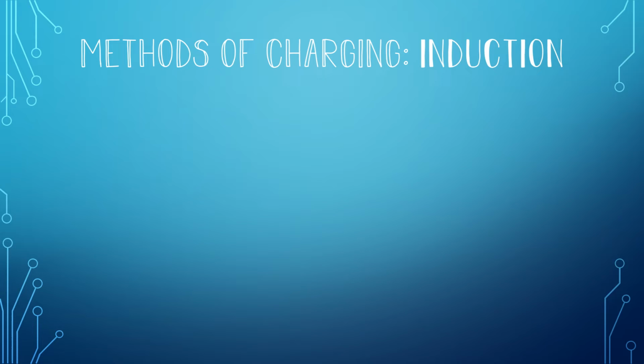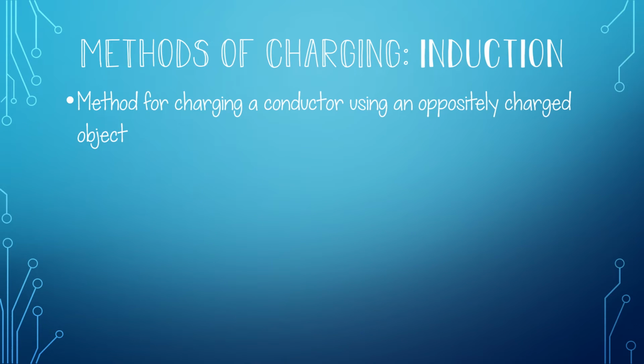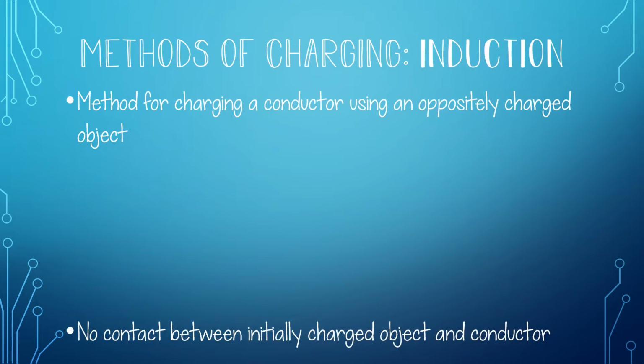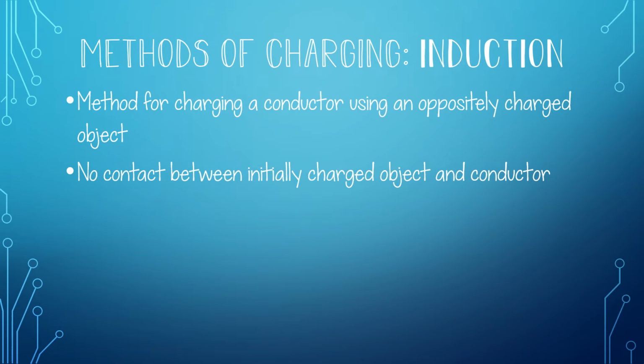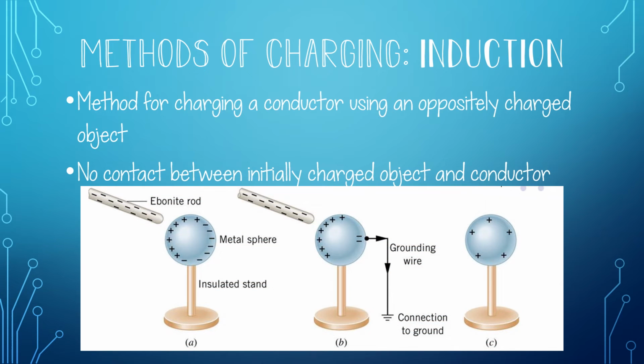Another method of charging is something called induction. With induction, we're charging a conductor still, but this time we're using an oppositely charged object. You'll see what I mean by that in a moment. With induction, there's no contact between our initially charged object and our conductor that we wish to charge. So let's look at a scenario of how induction works. We start out with an initially charged object, negatively charged in this case, and a neutral object. Our conductor, this metal sphere, is on an insulated stand, which is important because we don't want it to be grounded just yet. I'm looking at diagram A here.